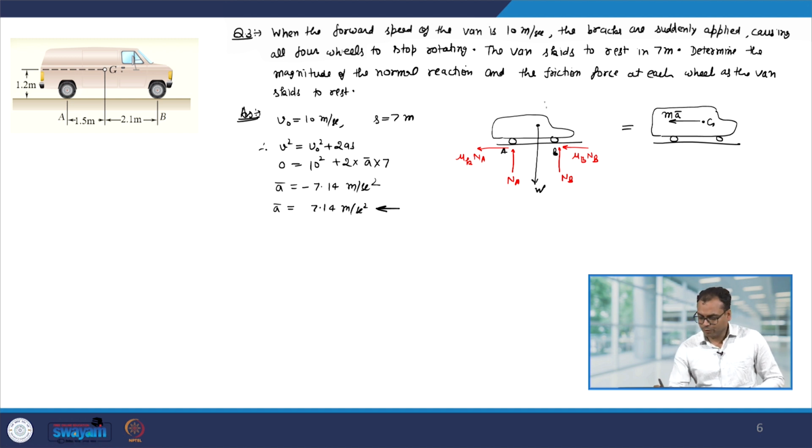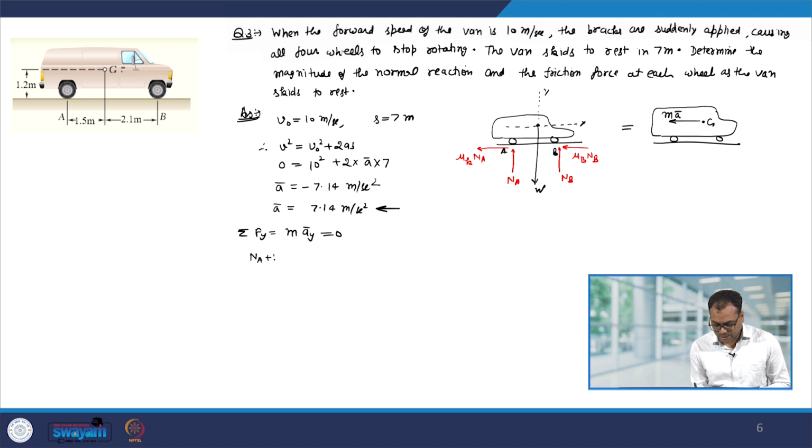Now, let us look at the forces in the y direction. Okay. So, in the y direction there is no acceleration. So, we have summation Fy equal to m Ay, but since there is no acceleration, that will be equal to 0. Therefore, the forces in the y direction should balance. So, we have NA plus NB minus W equal to 0. Therefore, NA plus NB should be equal to W. Let me call this equation number 1.